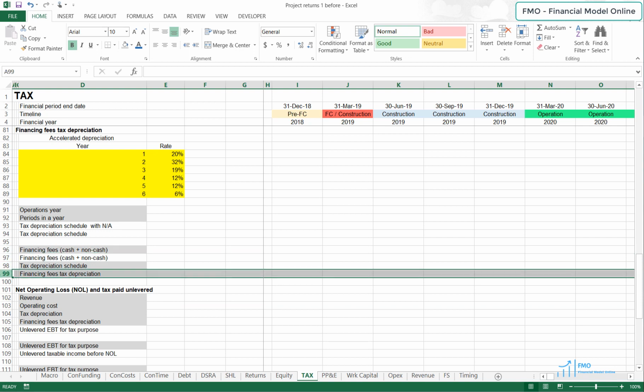This was a rather long introduction to modeling the project returns, and we will stop here, and we will get down to modeling from the next lesson.